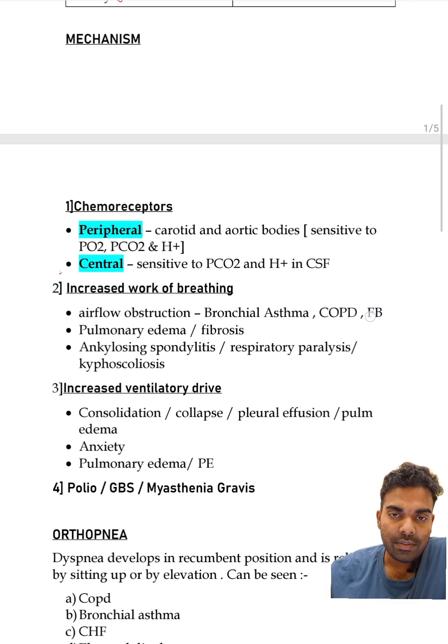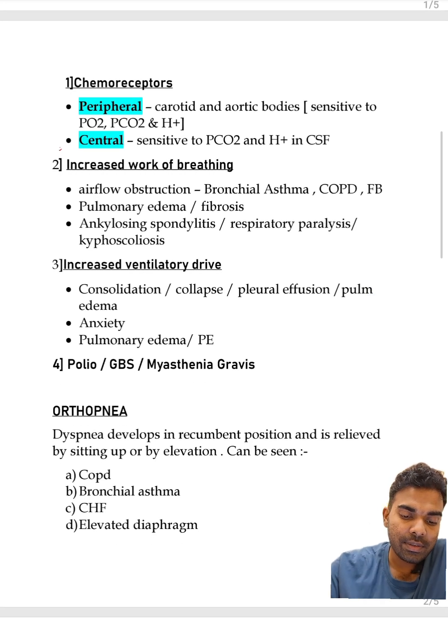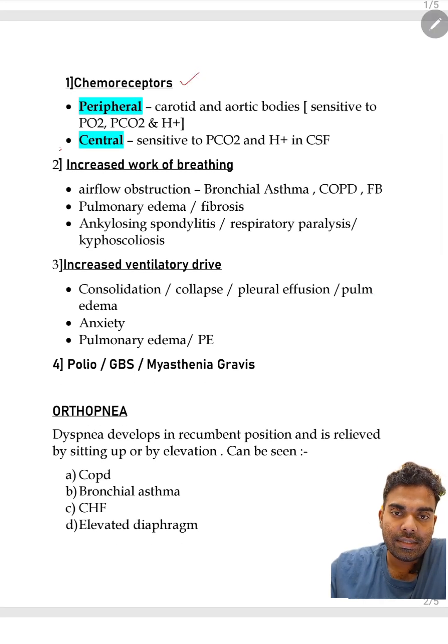Like the etiology, it has a wide variety of mechanisms, and the most common that we picked up here is, first one, chemoreceptors. See, we have two kinds of chemoreceptors, the peripheral chemoreceptors and the central chemoreceptors, that work in reaction to hypoxia. The peripheral chemoreceptors are the carotid and aortic bodies, which are very sensitive to PO2, PCO2 and H plus in the blood. The central chemoreceptor is very sensitive to PCO2 and H plus ions in the CSF.